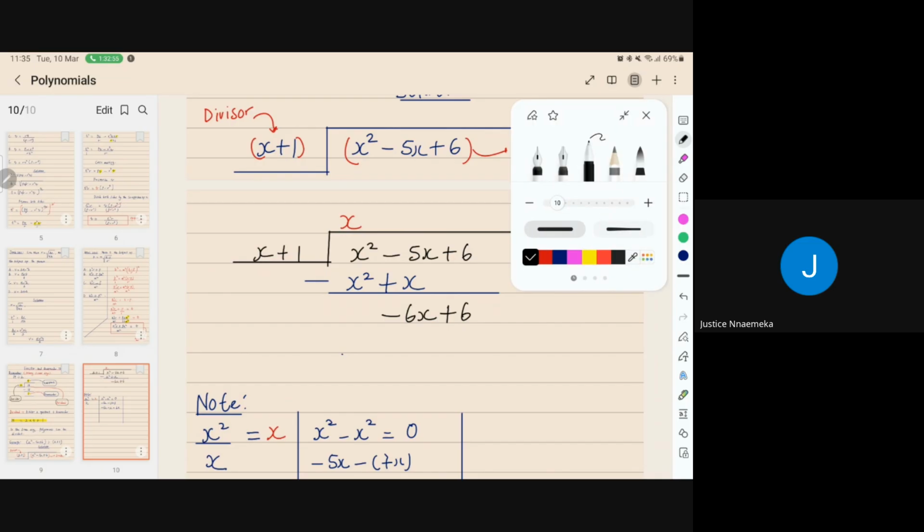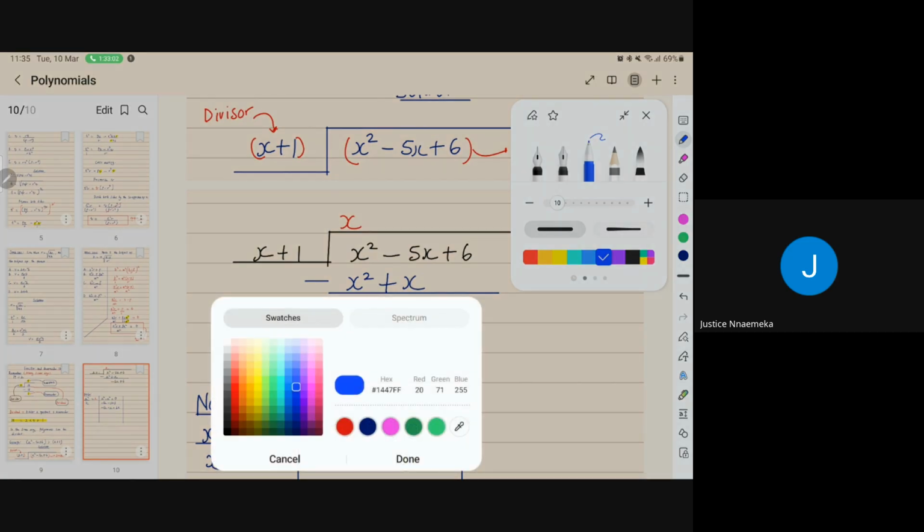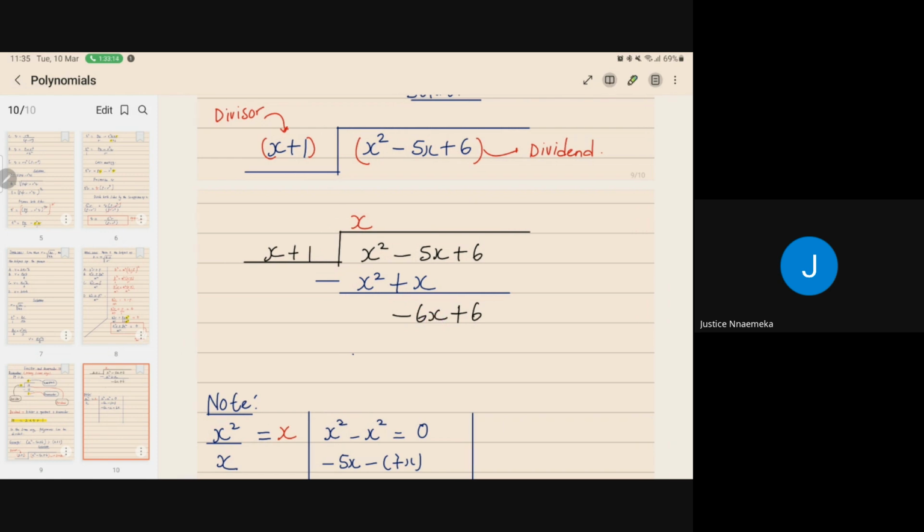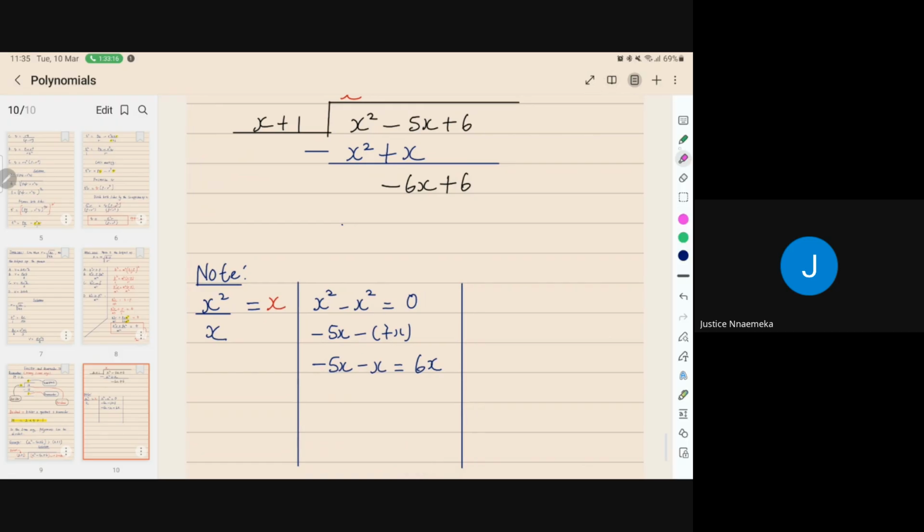Going again simply means we are going to divide again now. So let me write it here. Minus 6x divided by x.